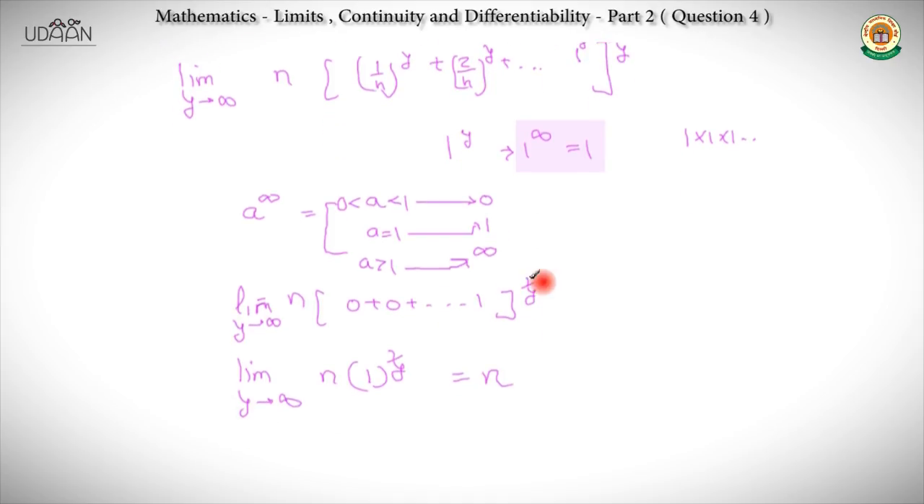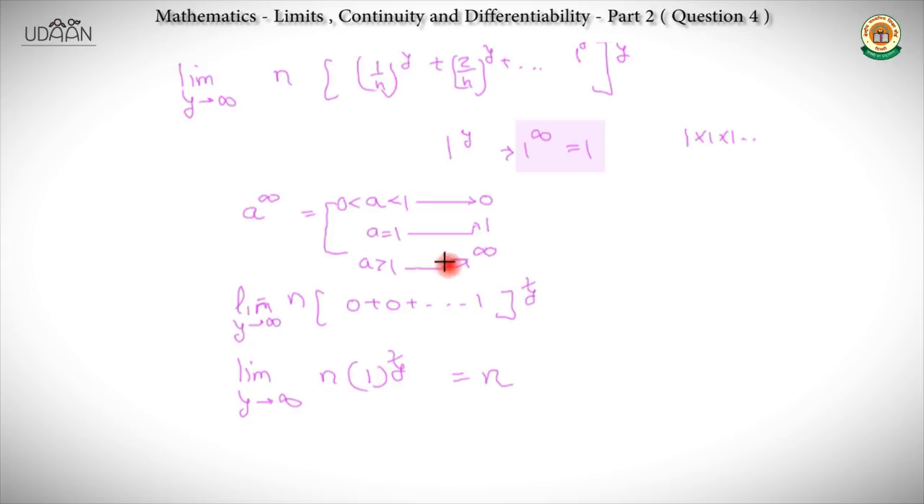Yes. Okay, and now I want you to look into this expression, which is a raised to infinity. When a lies from 0 to 1, we know that it will be 0. Yes, of course. Okay, because it's fraction multiplied by fractions, infinite times, that will give us 0. Right. And when a is exactly 1, we know it will be equal to 1. And when a is greater than 1, it will be tending to infinity. Right, perfect.